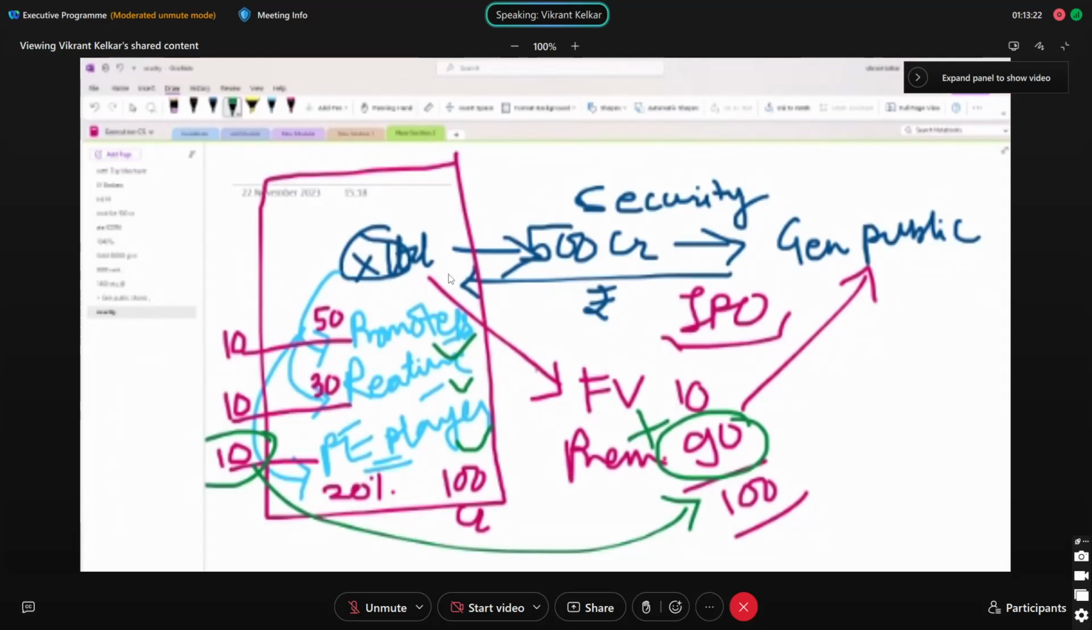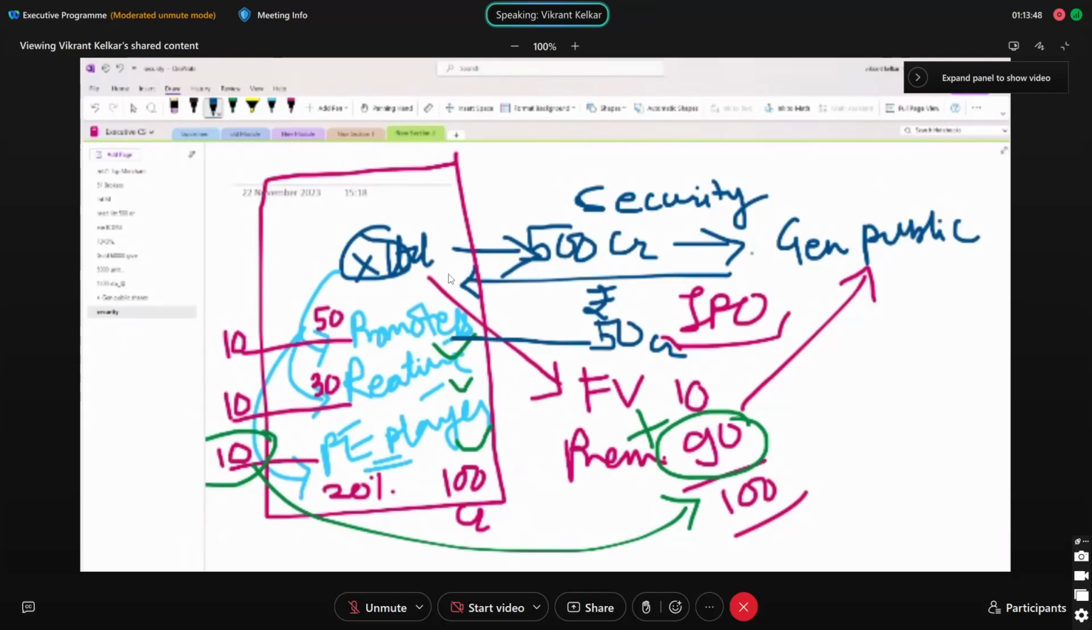Is that so? These people put in the money earlier, that is why the company is also performing well. Correct. So in this typical case, whenever there is an issue of this 500 crore, the promoters might suggest that we are also going to sell shares worth rupees 50 crore from our holding. Can this happen?